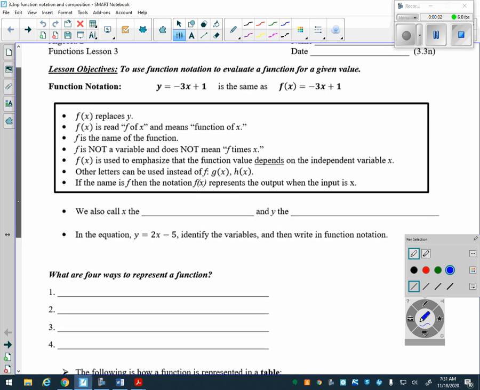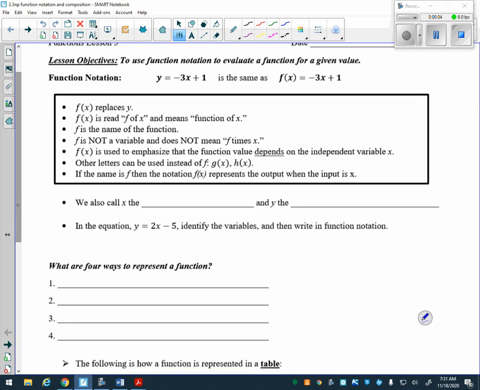So this is the next lesson in functions. It is function notation, where y is the same as f of x. We mentioned this a little while before. So the old way, we had y equals negative 3x plus 1, but when we're talking about functions, we rewrite it as f of x equals negative 3x plus 1.